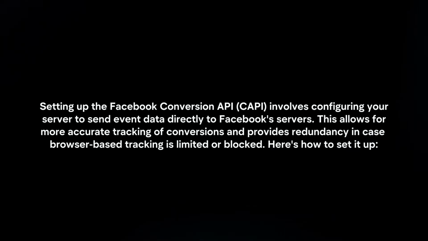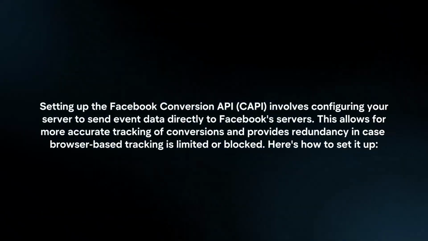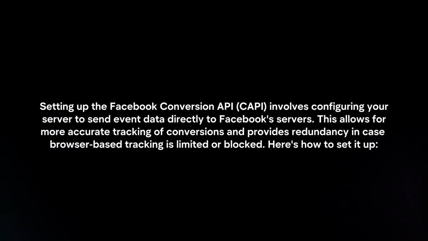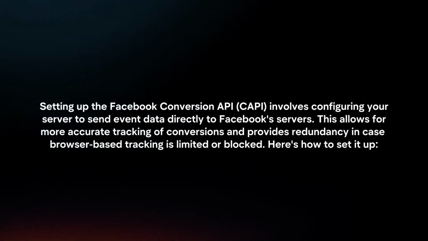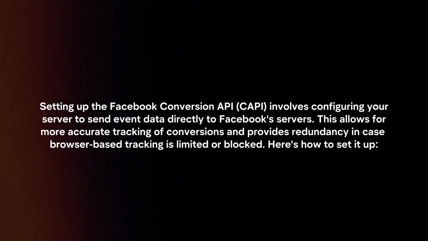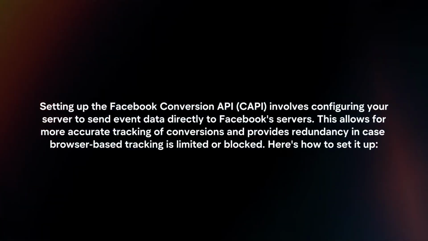Setting up the Facebook Conversion API involves configuring your server to send event data directly to Facebook's servers. This allows for more accurate tracking of conversions and provides redundancy in case browser-based tracking is limited or blocked. Here's how to set it up.